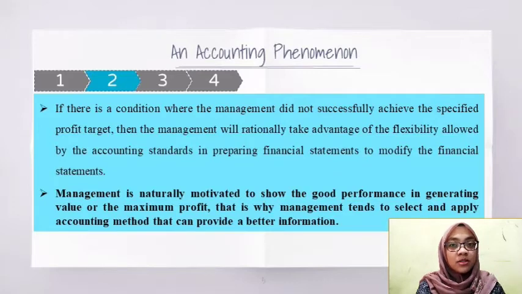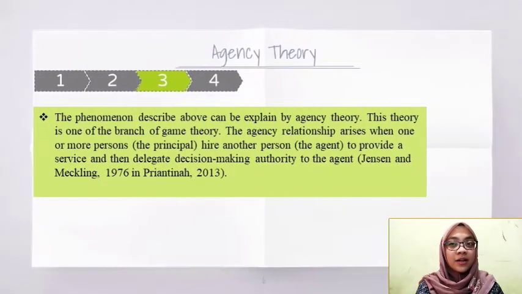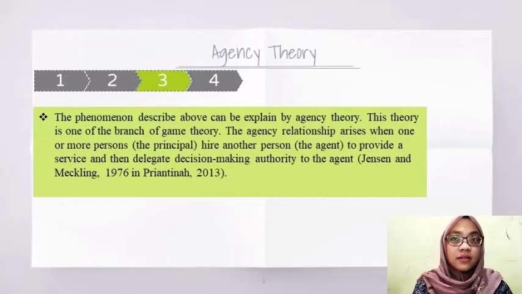Management is naturally motivated to show good performance in generating value or maximum profit. That is why management tends to select and apply accounting methods that can provide better information. The phenomenon described can be explained by agency theory. This theory is one of the branches of game theory.